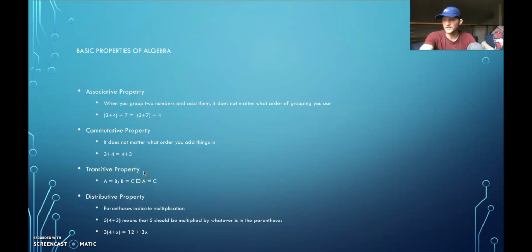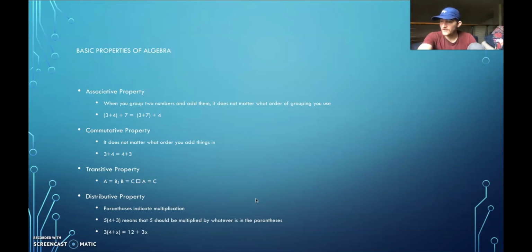All right, and then next we have the transitive property. If I have A is equal to B and I know B is equal to C, then what also has to be true is that A is equal to C. So that would make sense. If I say that Bob is 5 miles away from the school, and Sally is 5 miles away from the school, then Bob's distance and Sally's distance have to be the same.